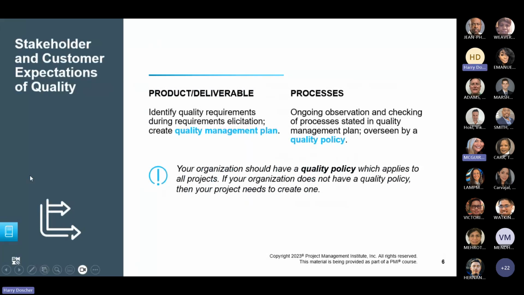Predictive projects, remember? You'll create a quality management plan for the project. When you're going through all of the planning, when you're coming up with the requirements, is the time to do a quality management plan.